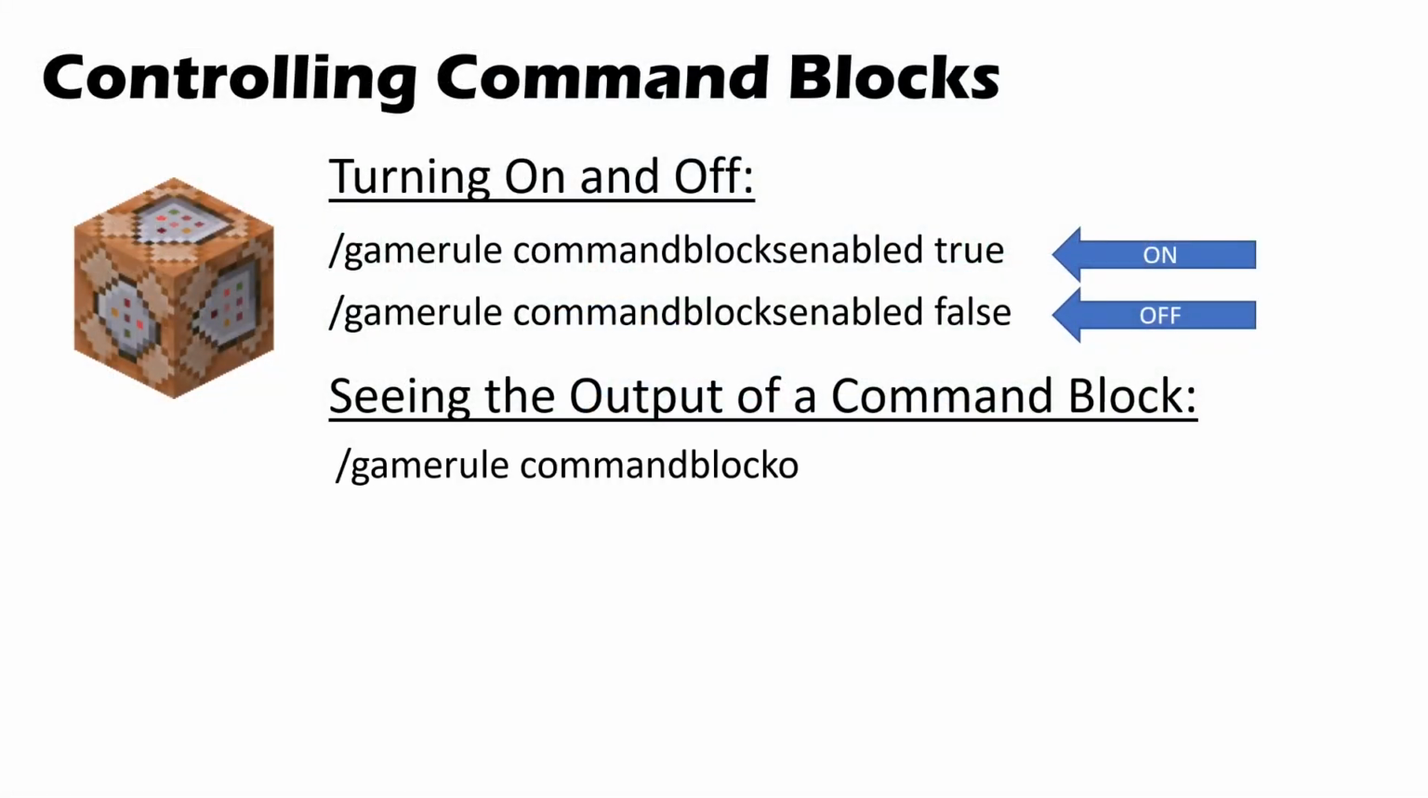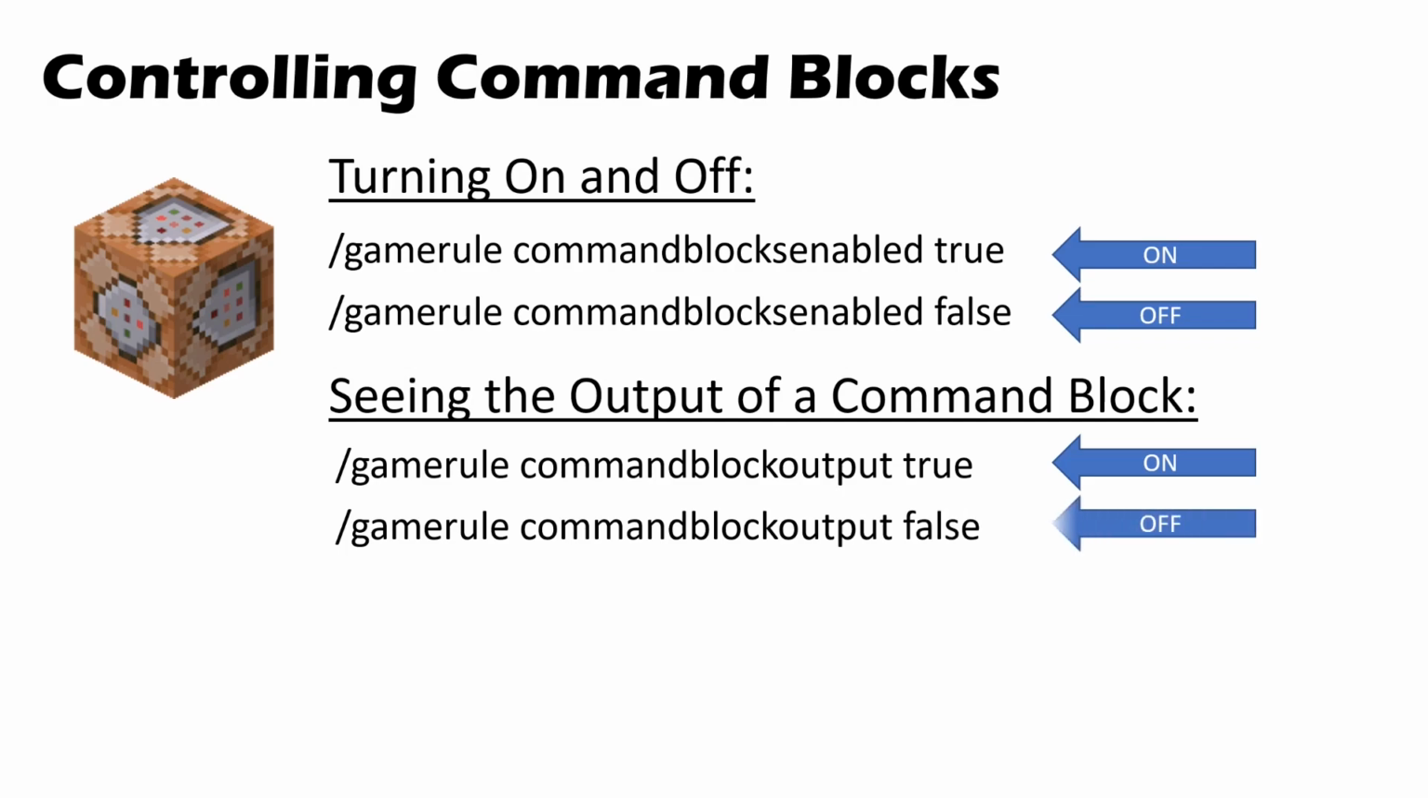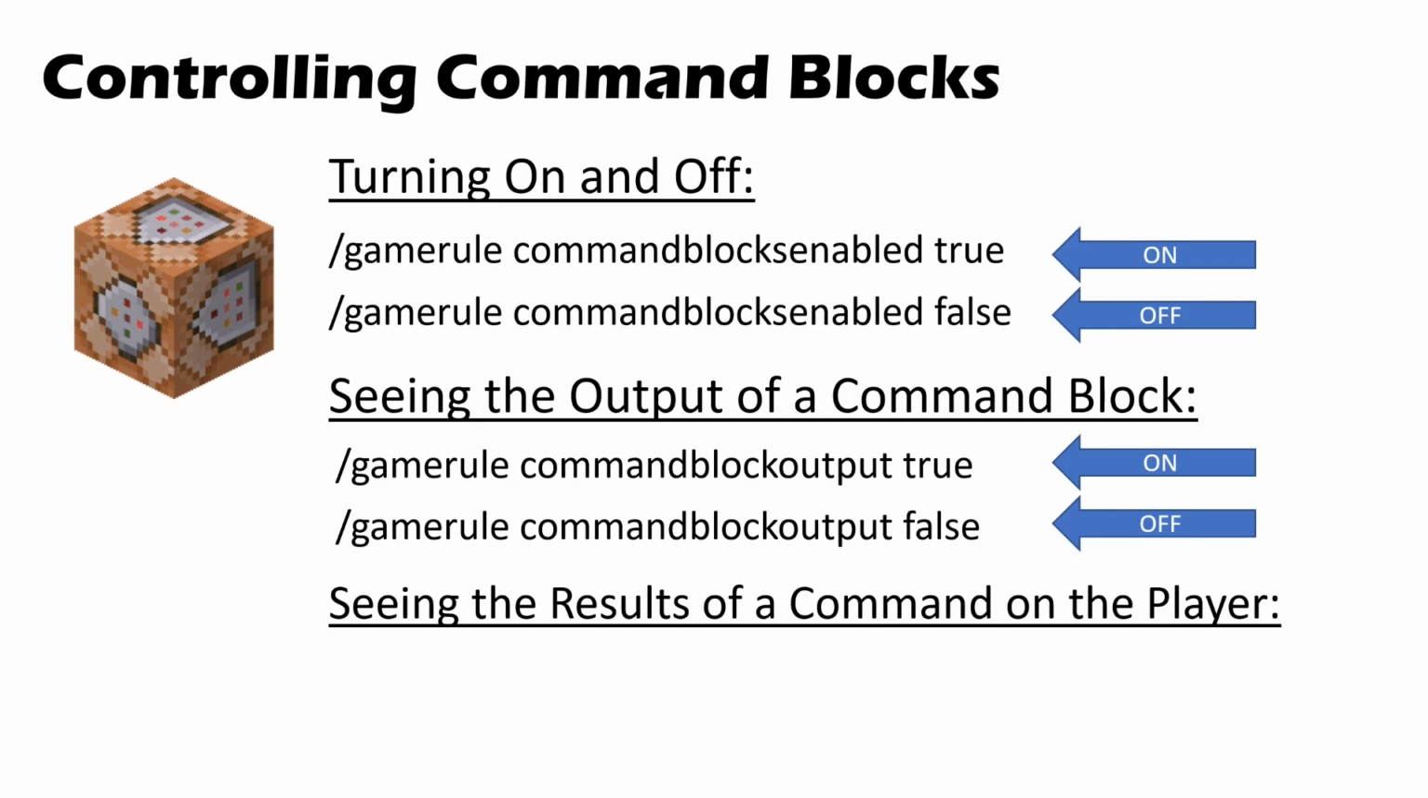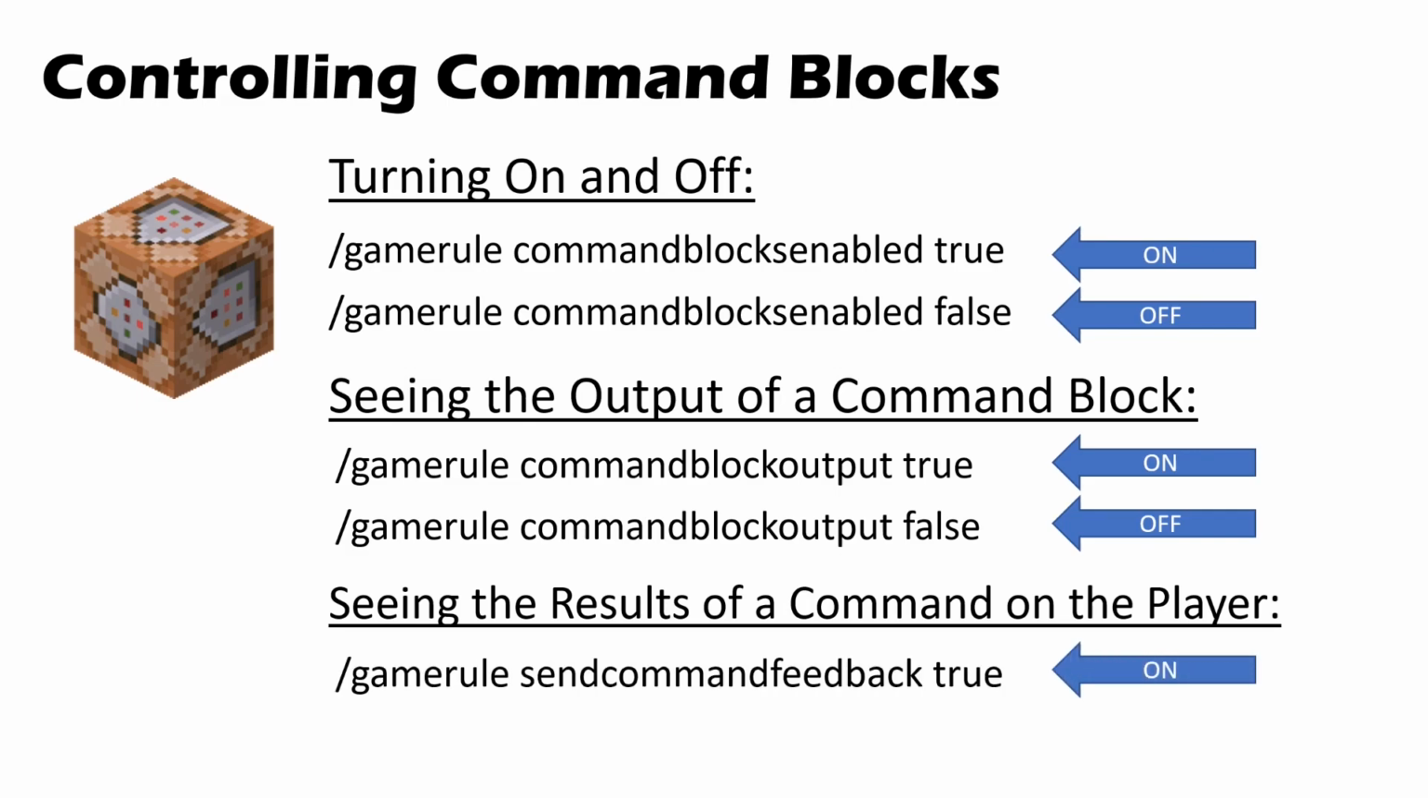You can turn it on with the game rule again: gamerule commandblockoutput true. Note there's no S after command block. It's commandblockoutput true. That turns it on. And of course gamerule commandblockoutput false to turn it off. That's not the whole story though, because if you're performing a command on yourself as a player, then that also gives an output. You can turn that off using gamerule sendcommandfeedback. So turn it on with sendcommandfeedback true, and you can turn it off by using, of course, false at the end.